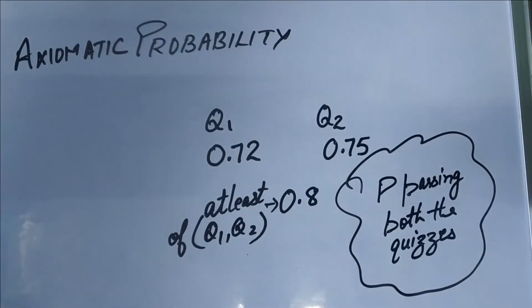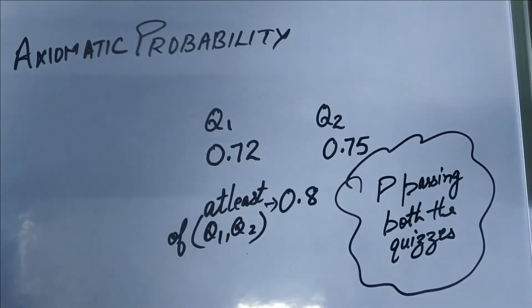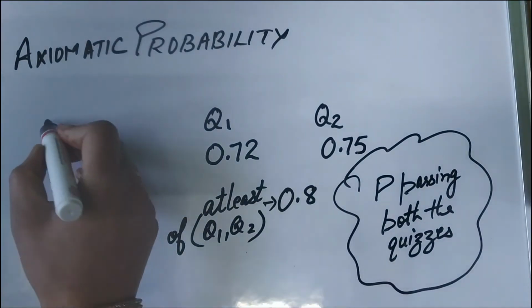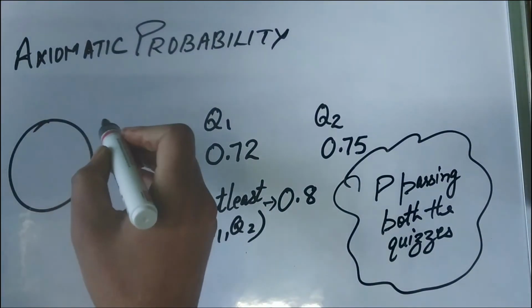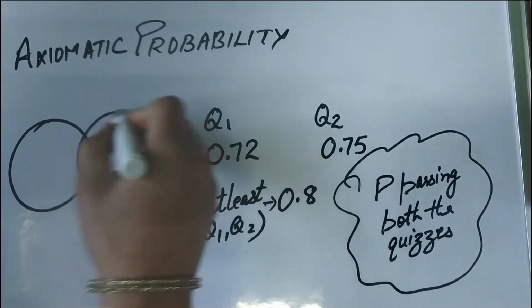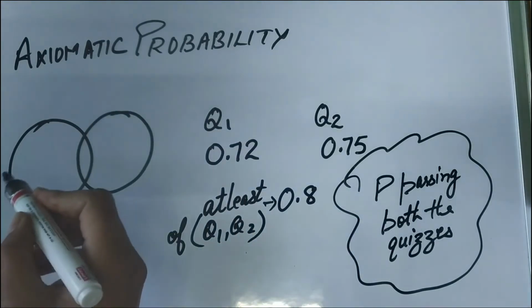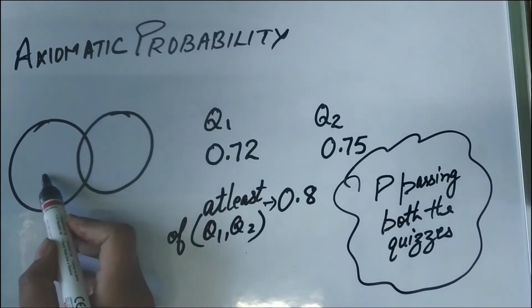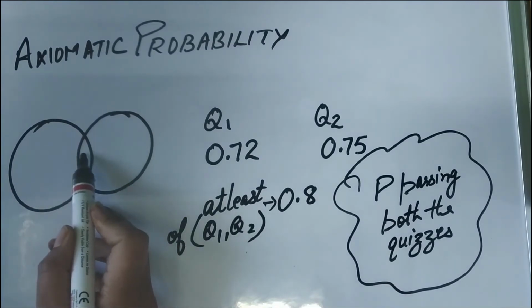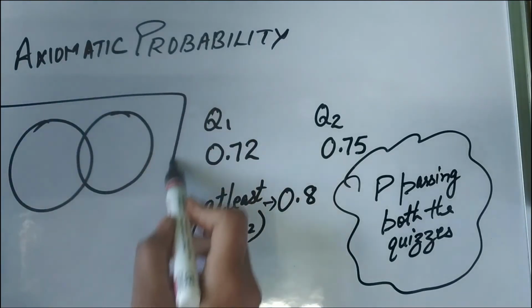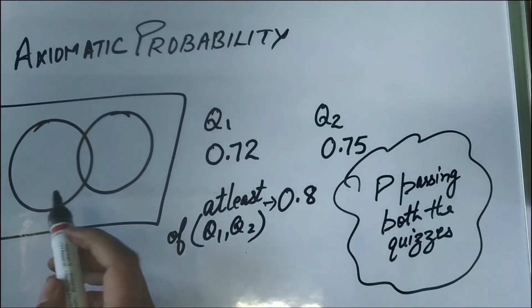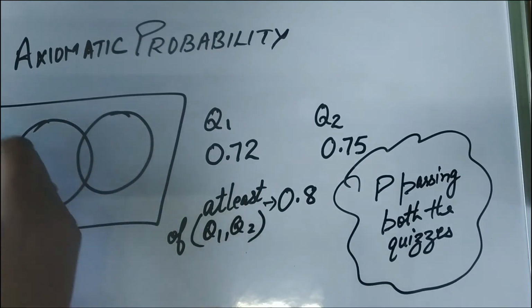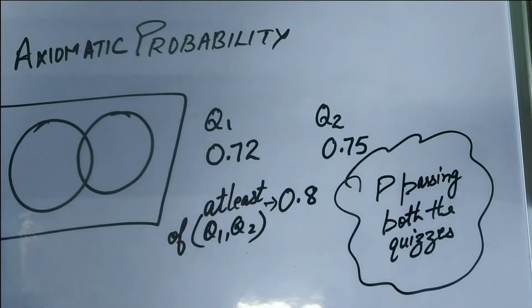Now to sort this out, we must make a Venn diagram. Suppose this is quiz 1, and this is quiz 2. So this region is passing quiz 1, this is passing quiz 2, this is passing both quiz 1 and 2, and the region outside is neither quiz 1 nor quiz 2. So we'll sort it out by this diagram.